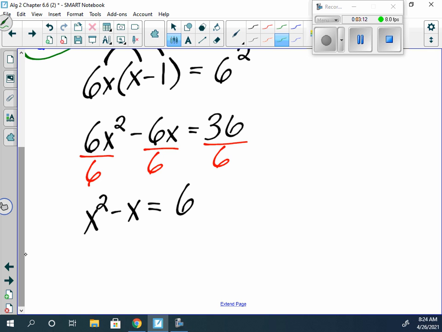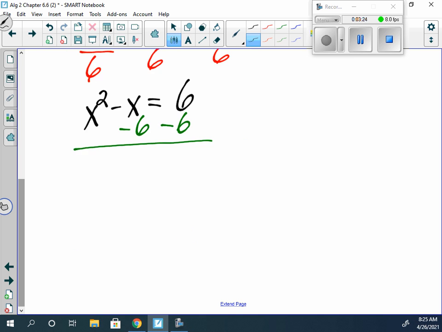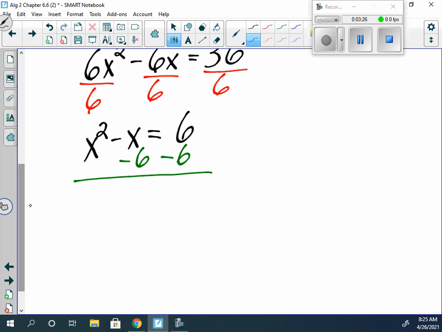Yes, we would want to get this equal to 0. Because we do have a quadratic, we do have a variable x to a degree higher than 1. We have x squared. We need to get everything on the same side and get it set equal to 0. So here we're going to have x squared minus x minus 6 is equal to 0, because we need everything on the same side of the equal sign. Any questions on this so far?